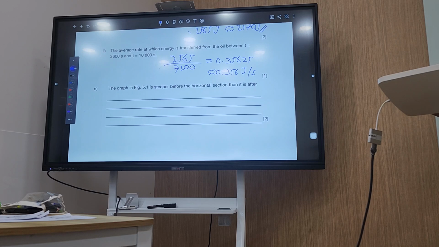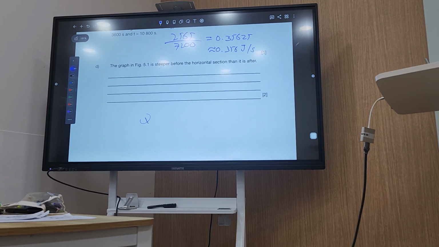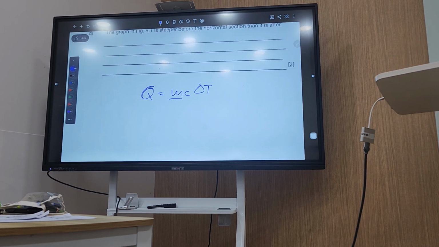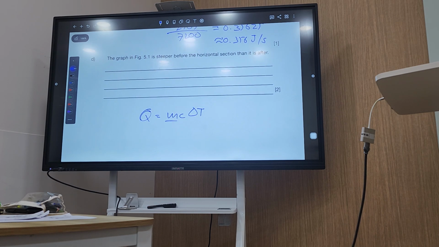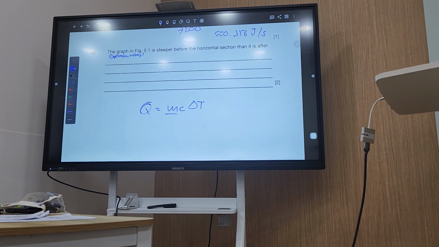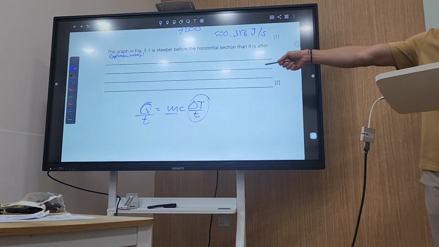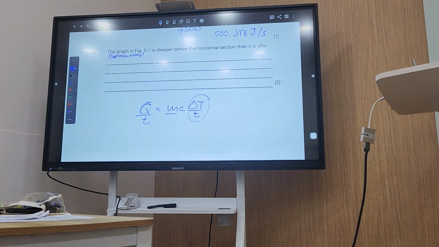This is where we bring in specific heat capacity. Remember, your Q equals MC delta T. M is constant. Q per unit time is also constant. True or not? Our focus is on why this value is different. So if your Q over T is constant and your M is constant, the only thing affecting this is your specific heat capacity.